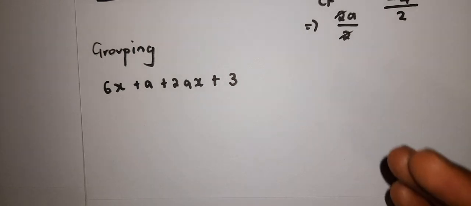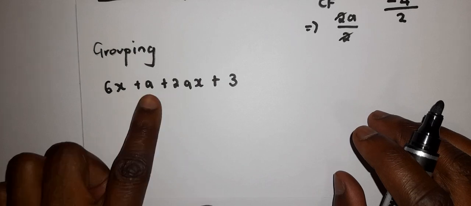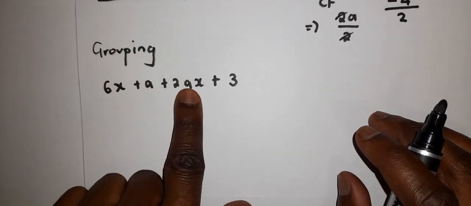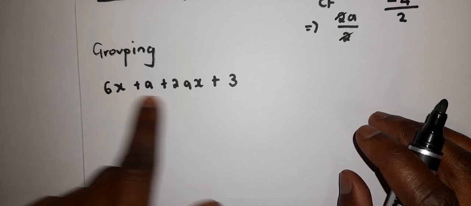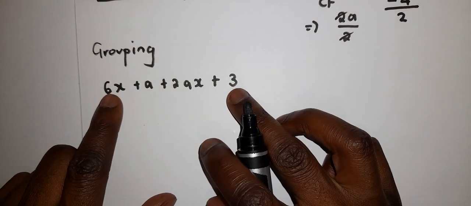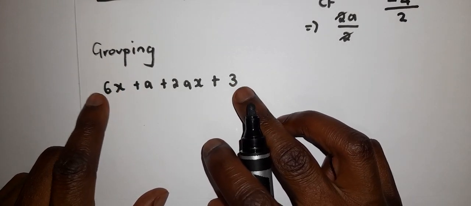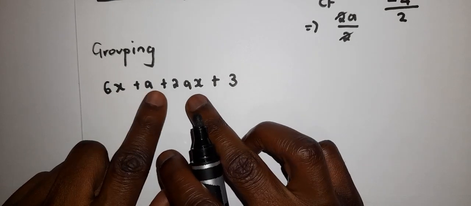The answer would be yes in this one. So if you check, I have an a, I have a 2ax, so these two can be grouped together. Then I have a 6x, I have a 3. These two can also be grouped together. Why? Because they have a common factor of 3. These ones have a common factor of a.